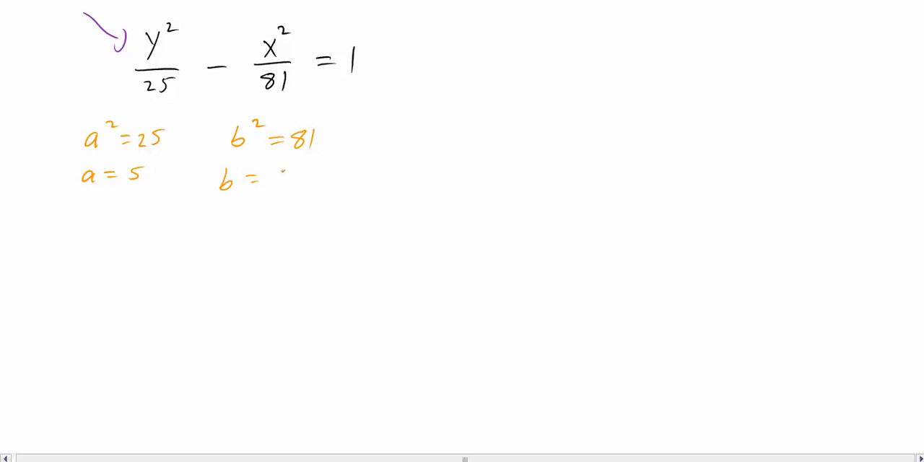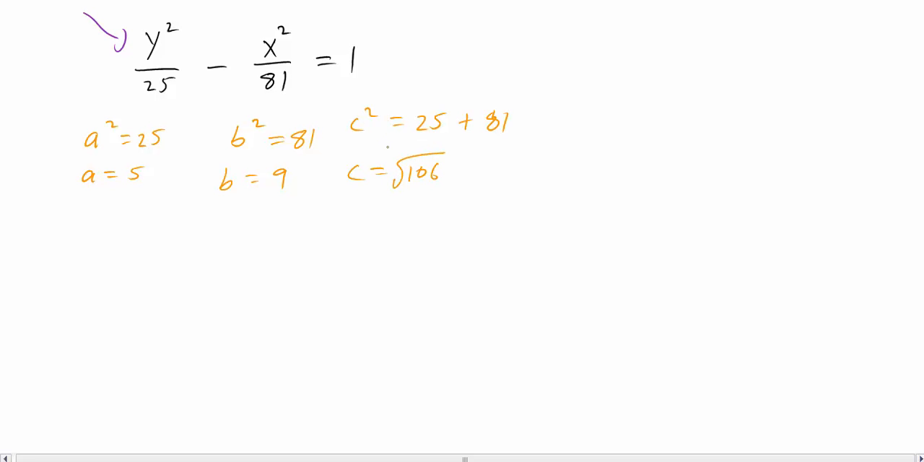If I can bring this back up. So once again, we want to start by locating the value of a. So we know that a squared here is going to be equal to 25. So a is equal to 5, and b squared is equal to 81. So b is equal to 9. And c squared is equal to a squared, which is 25, plus b squared, which is 81. So therefore we would have c squared is equal to 25 plus 81, which is 106.